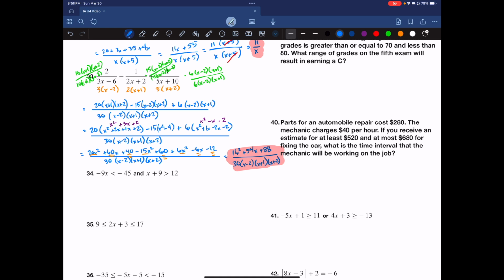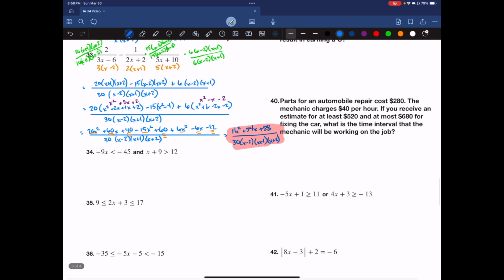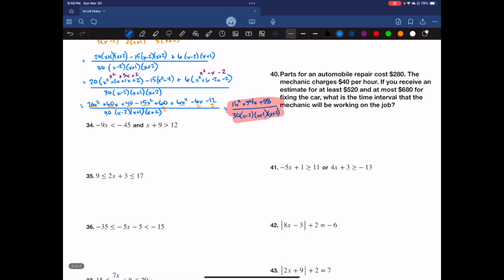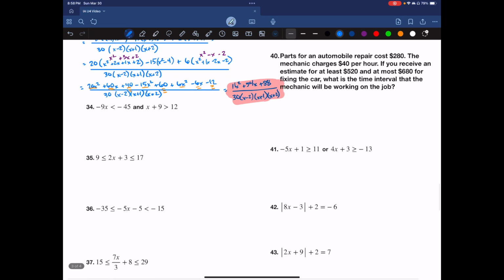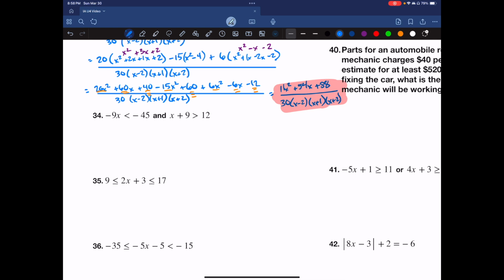All right, shifting gears completely. Let's talk about inequalities. So we're shifting from chapter 7 to chapter 9 here. Okay, 34, we're going to divide by -9. And that's going to give me x is greater than +5.